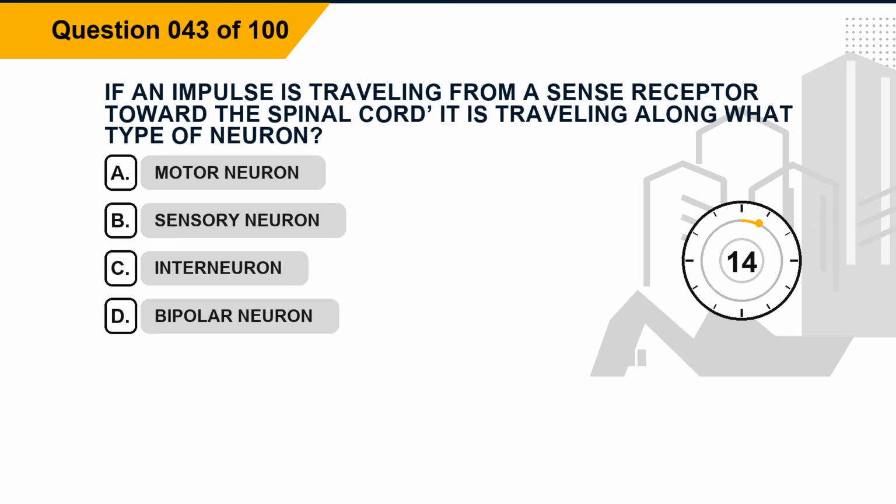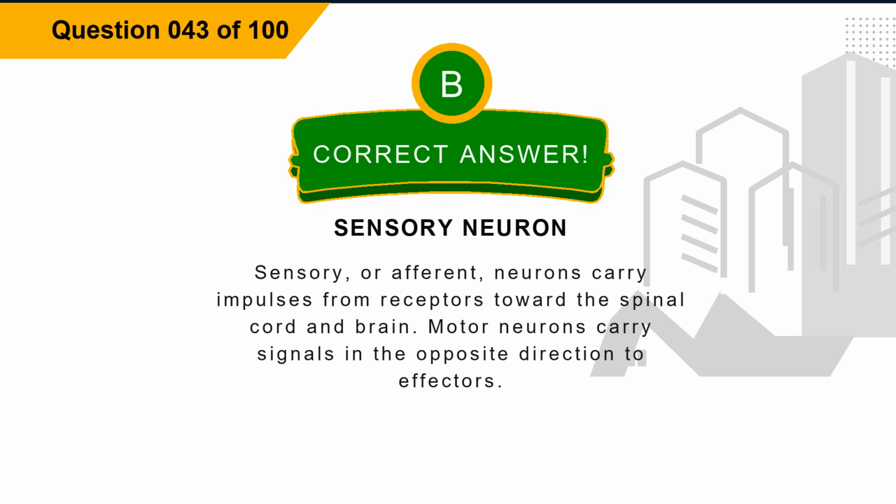Question 43. If an impulse is traveling from a sense receptor toward the spinal cord, it is traveling along what type of neuron? Option A, motor neuron. Option B, sensory neuron. Option C, interneuron. Option D, bipolar neuron. The correct answer is option B, sensory neuron. Explanation. Sensory, or afferent, neurons carry impulses from receptors toward the spinal cord and brain. Motor neurons carry signals in the opposite direction to effectors.